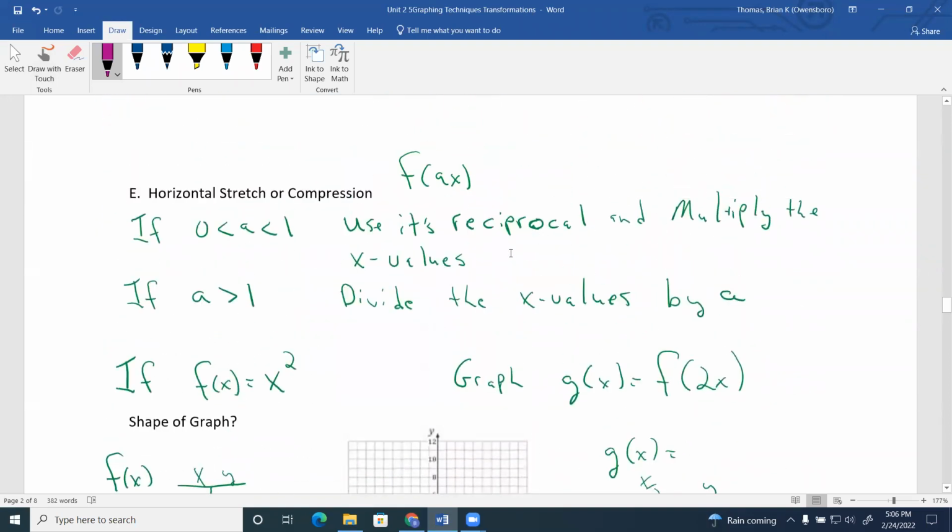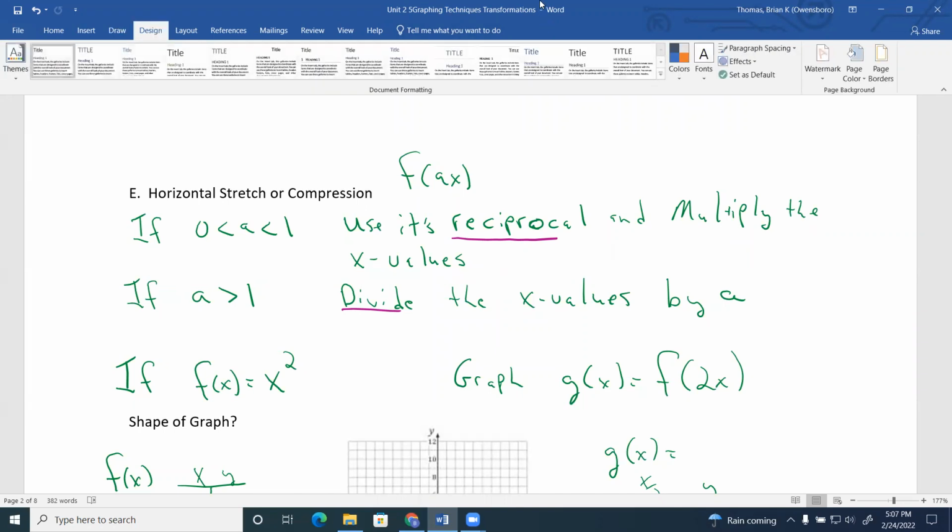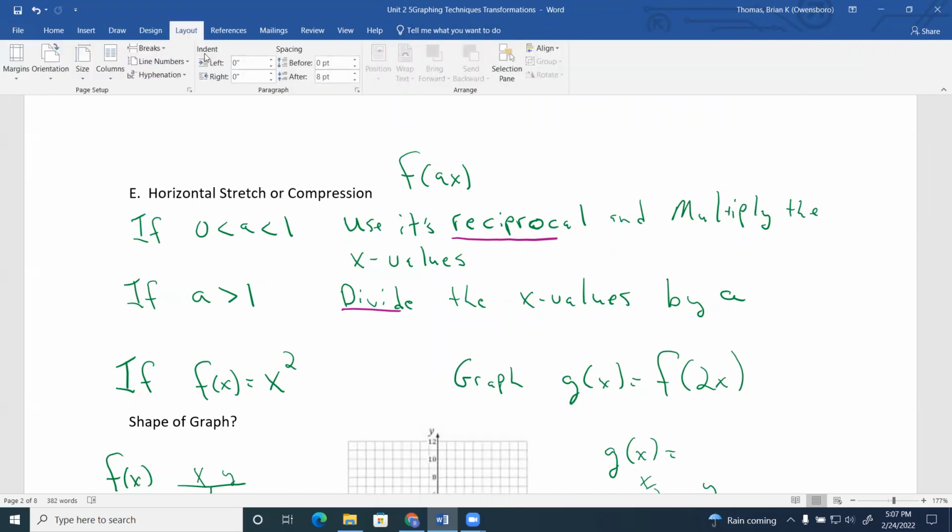The next thing we have is what's called a horizontal stretch or compression. Notice this time the A is on the inside. So what's tricky is it's all backwards. So if A is a fraction, like 1/2, we actually have to use the reciprocal of it, and we multiply the x values by that. If A is greater than 1, say if A was 2, then we actually divide the x values by that value of A.